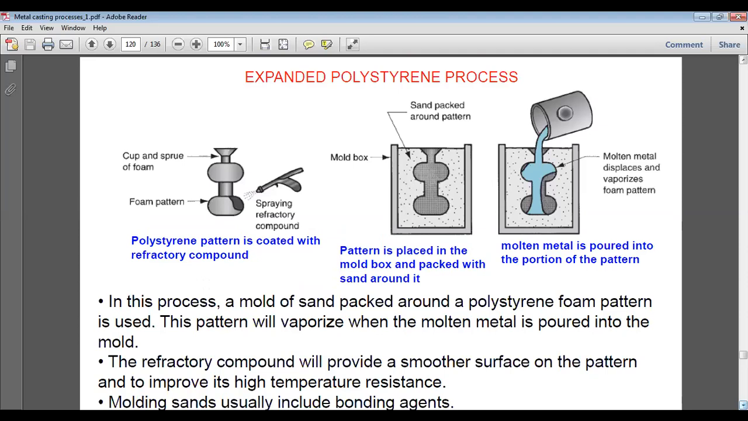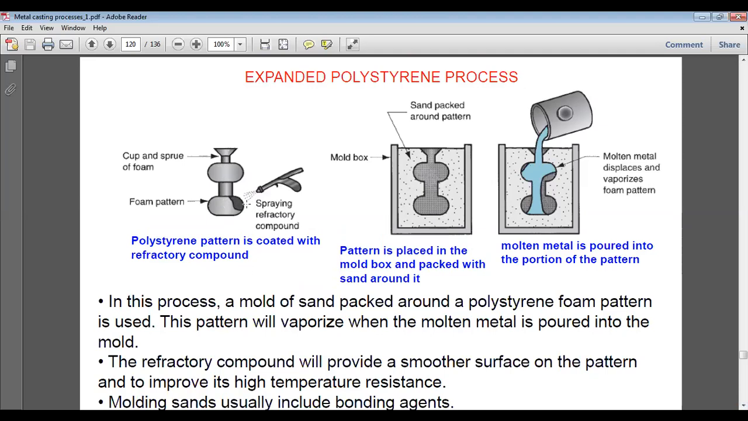In this process, we see that the mold expands slightly. So we can see this is similar to normal casting. First of all we make a pattern. Then the polystyrene pattern is coated with the refractory compound. So you can see this is the polystyrene pattern.